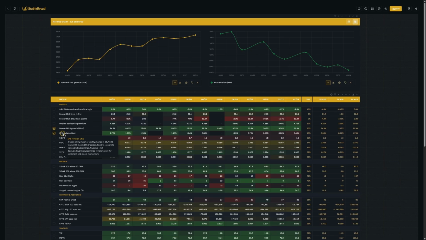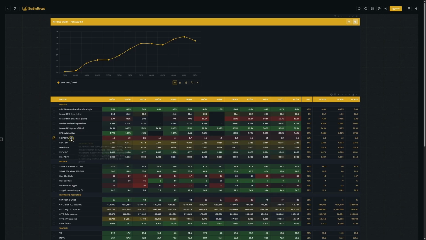So you should use the two together because one gives you the direction of earnings and the other tells you how quickly it's changing. Next, we have the S&P 500 divided by gold prices. So this prices the stock market in gold instead of dollars. When it rises, stocks are gaining in real terms. When stocks are climbing, but this is falling, most of that gain is just the dollar losing value, not real growth in what your money can buy.